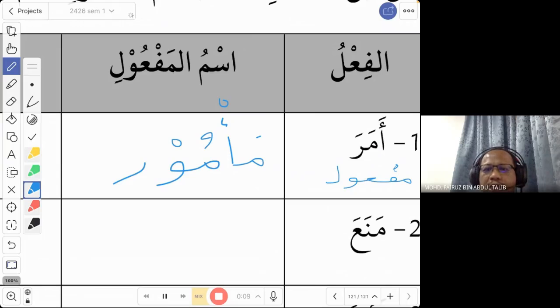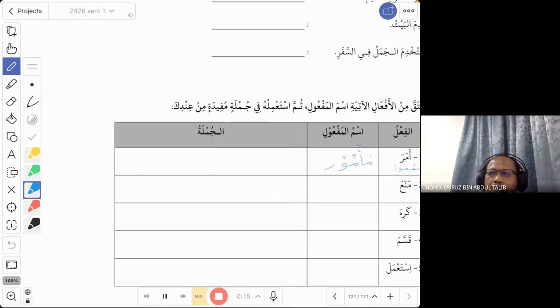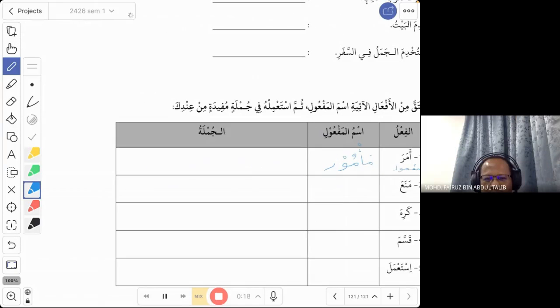So ma'mur, ma'murun. So what is the example? For example, you want to say a Muslim is told to pray. For example, the simple, very simple sentence. Muslim is told to pray, or Muslim is commanded to pray. What is your sentence?